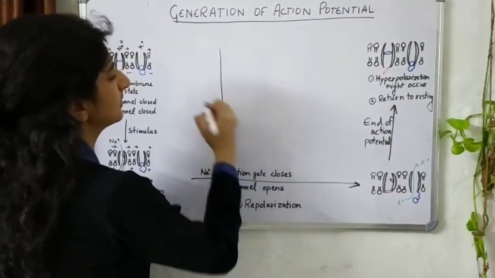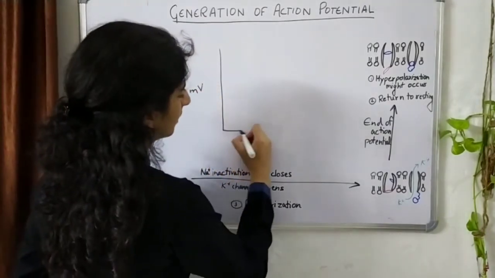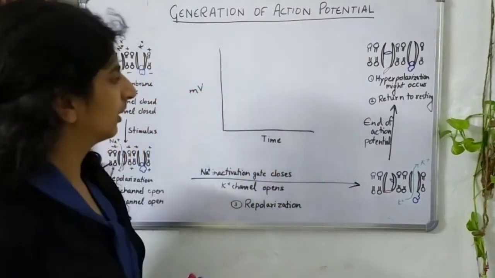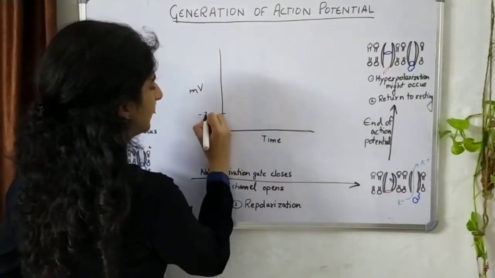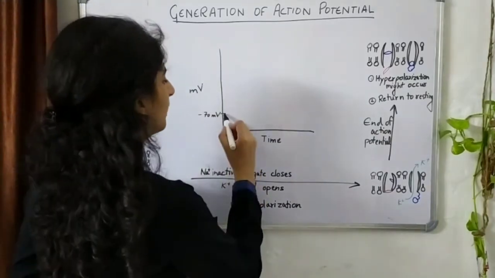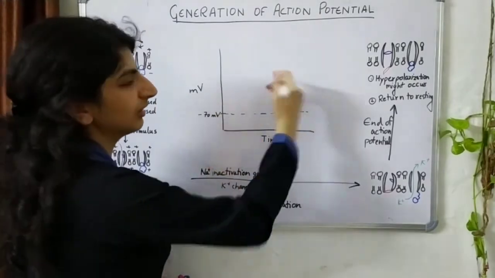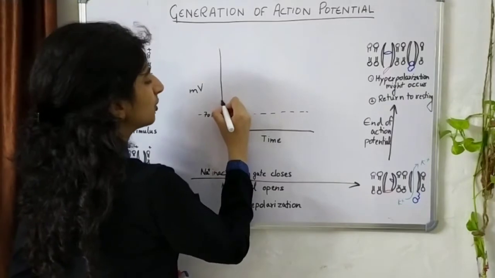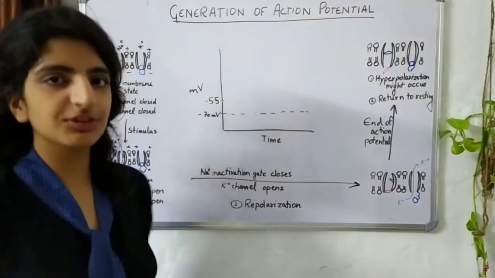On the y-axis, we take the millivolts or the potential difference. On the x-axis, we take time. Now the initial resting membrane potential of the cell is minus 70 millivolt. And if any stimulus arrives, this membrane potential will become more and more positive. The threshold value that a cell needs is minus 55 millivolts.